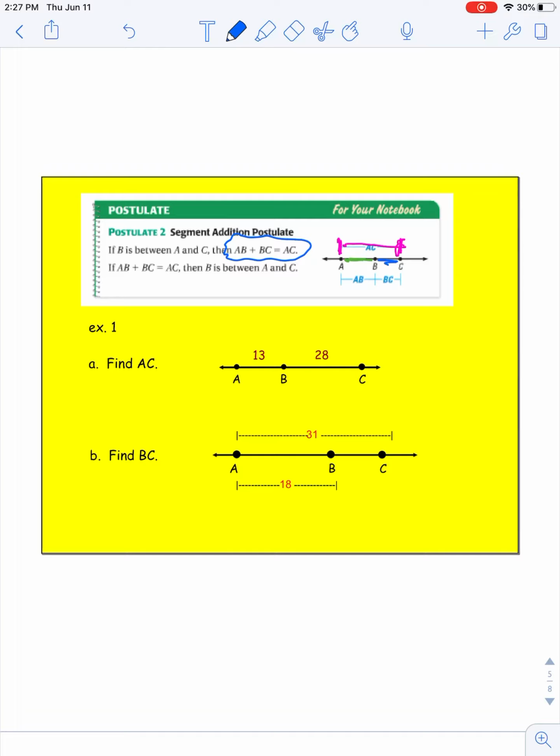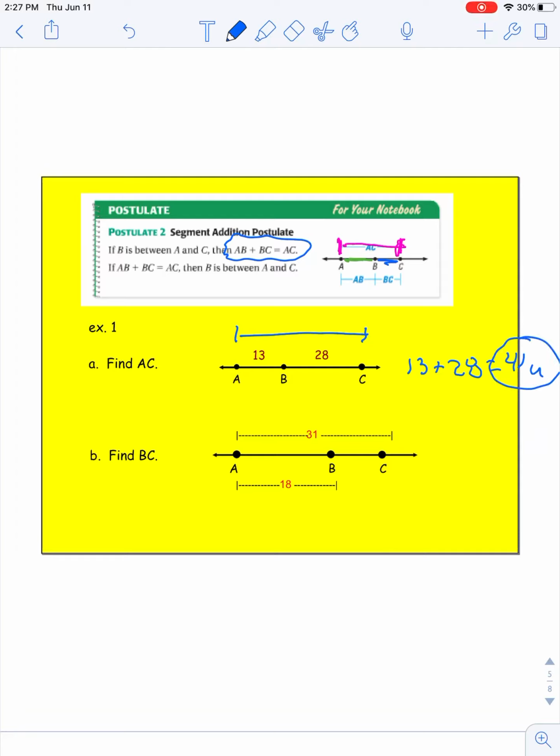So in this next example, they ask us to find the length of AC. So find the distance between points A and C. All we have to do is add 13 and 28 together. 13 plus 28 gives us 41 units. Again, we don't have a measurement like inches or centimeters, so we just put units there.